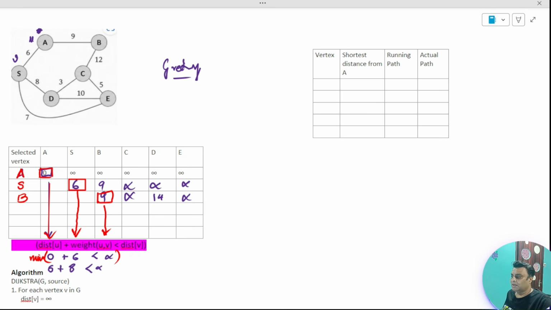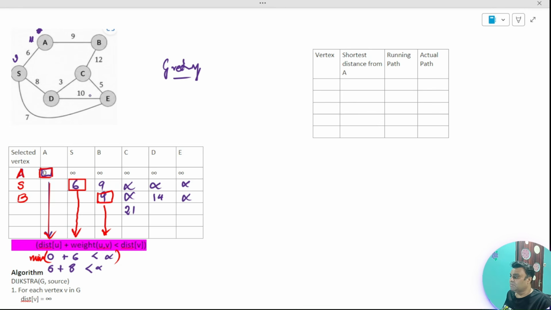From B, I will now go to C. From B to C is 12. But the cost to reach B is 9. The cost to reach B from where? From A. The cost to reach B from A is 9, right? So that's where each row is representing the cost to reach that particular row from its previous vertices. Now, when you are at 9, this 9 has to be added to the cost. I'm going from B to C. So 12 plus 9 is 21. 21 is less than infinity.